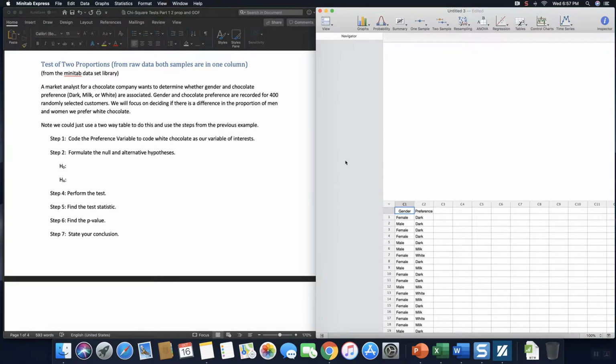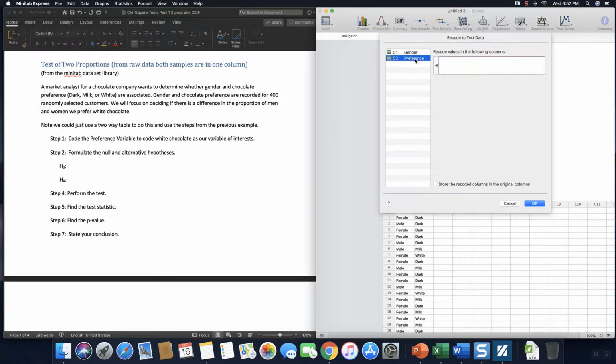Anyway, so what I'm going to have to do first is recode the preference column to track who said they liked white chocolate. So recoding in Minitab Express is easiest done through the data menu, recode, and then to text. So I'm going to make a new column using preference. I want to take these and turn them into no's, because no, no, no. And then white is going to be yes. I simply chose white chocolate because, again, a lot of people don't like it.